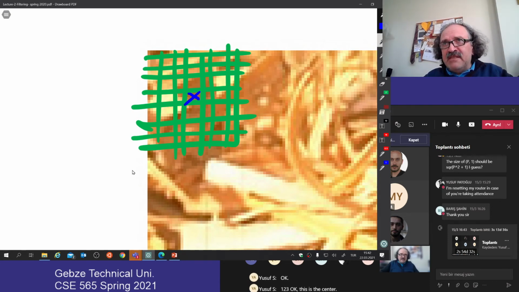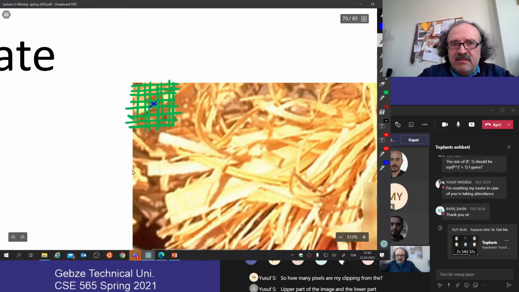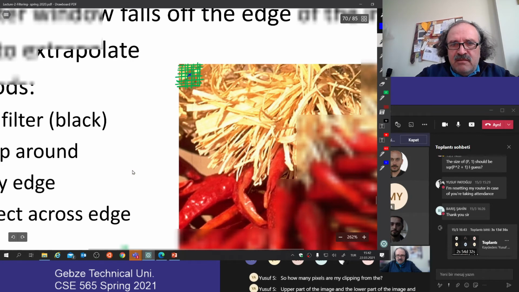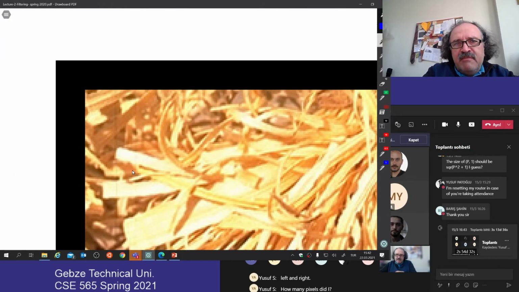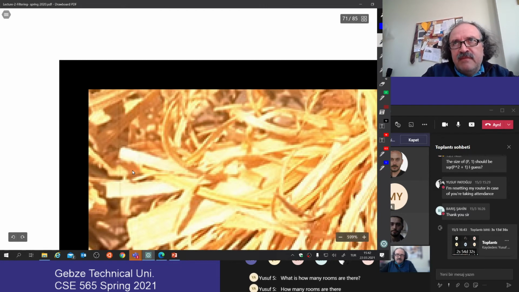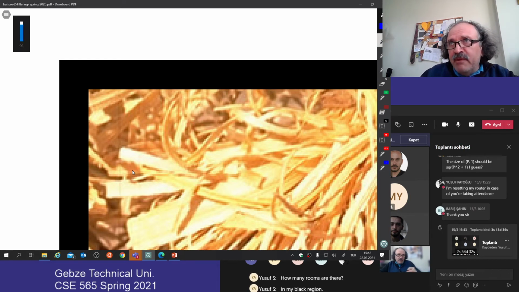So how many pixels am I clipping from the upper part of the image and the lower part of the image and left and right? How many rows are there in my black region? You guys are hearing me? Nobody's answering me. Yes, I'm here.